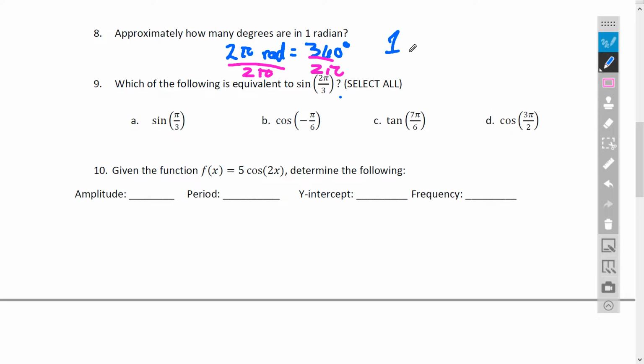So we get 1 radian is the equivalent of 360 divided by 2 pi, which is about 57.3 degrees. So 1 radian is approximately 57.3 degrees.